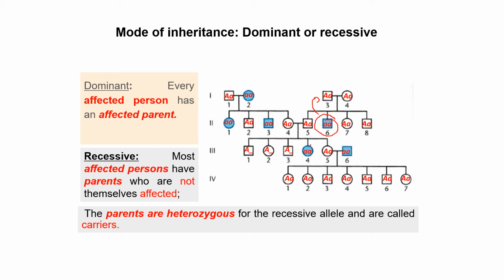And look at this one. Here you have a person that is affected, but the parents are not affected. So the only way to explain this is if it's recessive. Okay, and again, you can draw all the genotypes and you can test it, but definitely this is recessive.